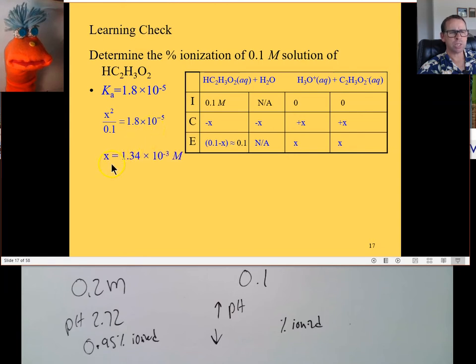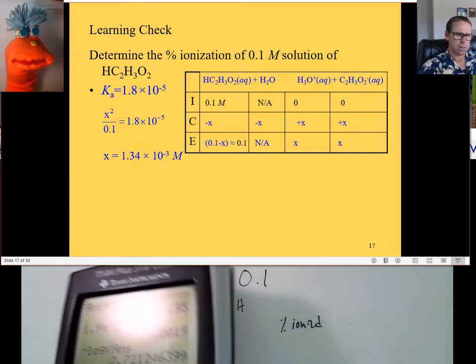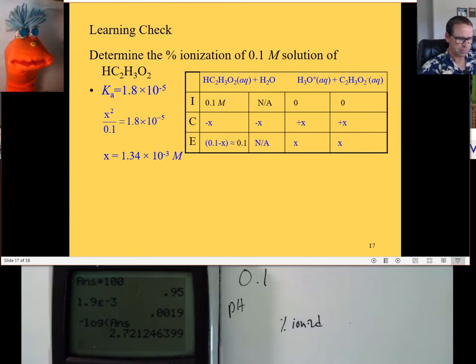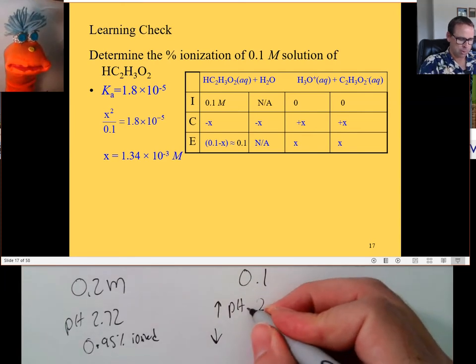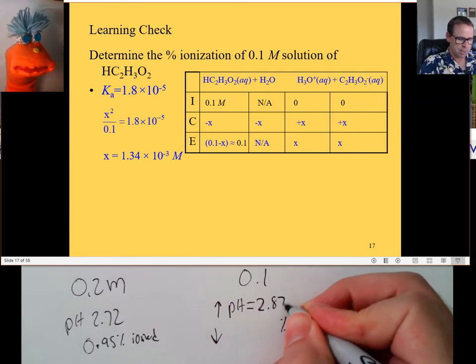The 1.34 times 10 to the minus 3 is the hydrogen ion concentration. So the negative log of 1.34 times 10 to the minus 3 equals 2.87. I was right. All right, good job. 2.87.